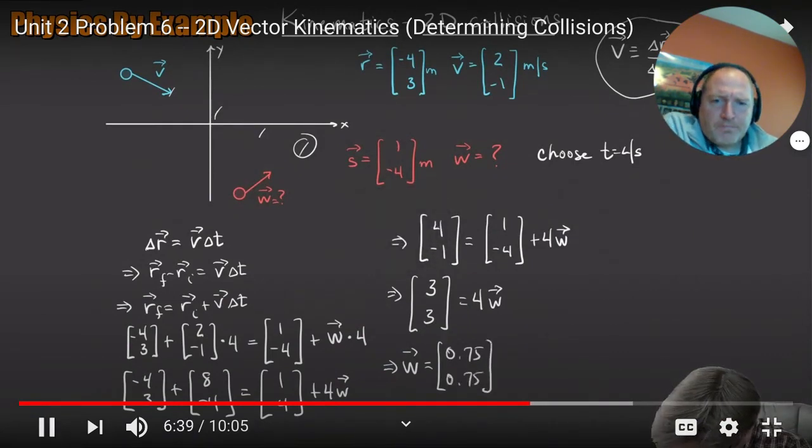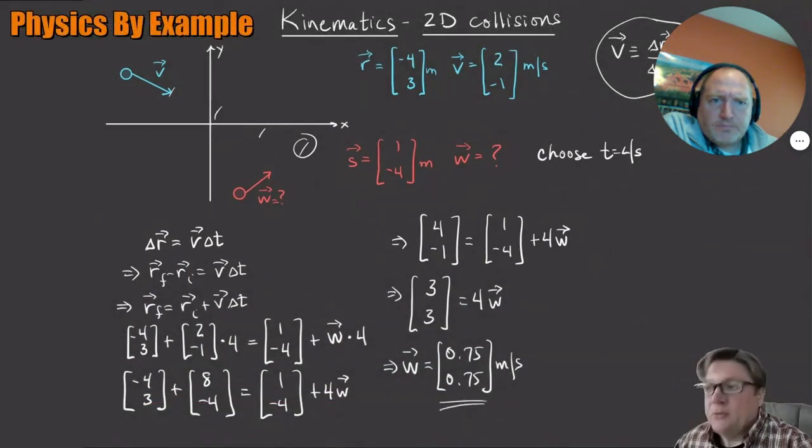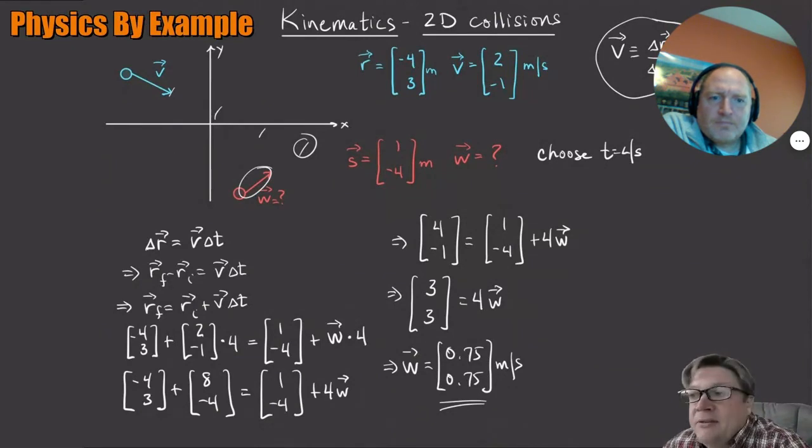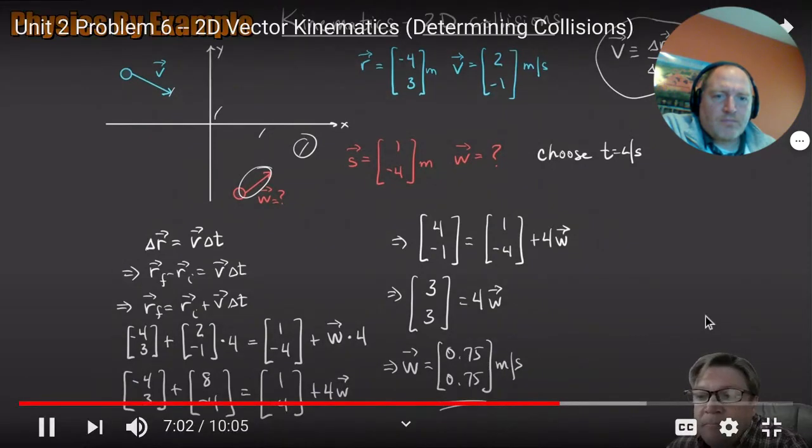0.75 meters per second. There we go. So if I launch something, there's my vector. If I launch something at 0.75 in the x and 0.75 in the y, then after 4 seconds, I will intercept that blue thing. Bang. That's what this is really telling me. Okay, very cool.